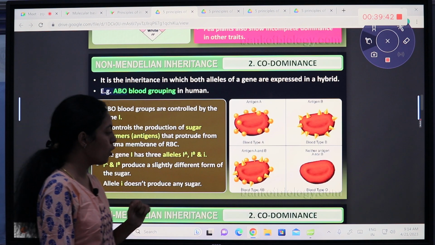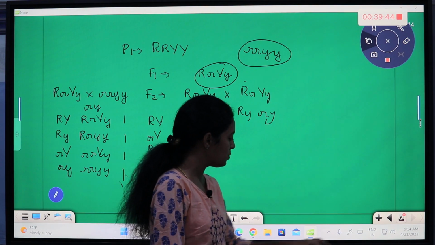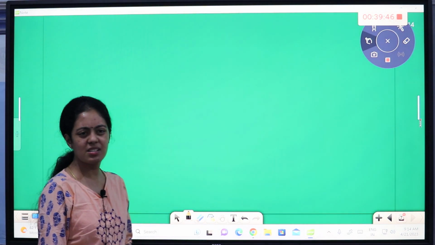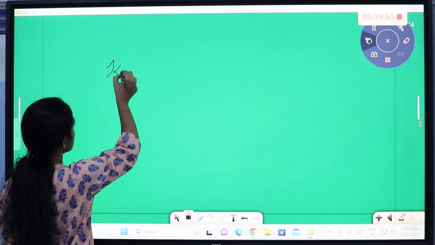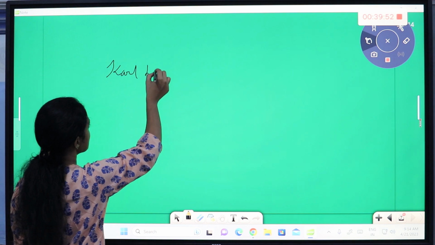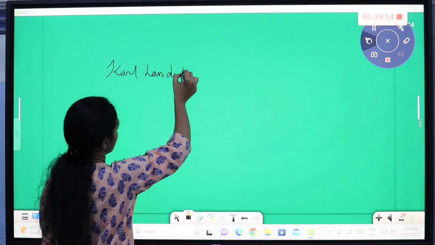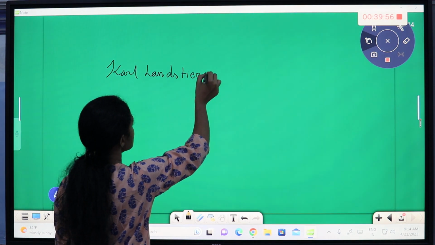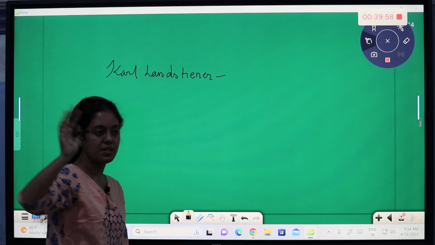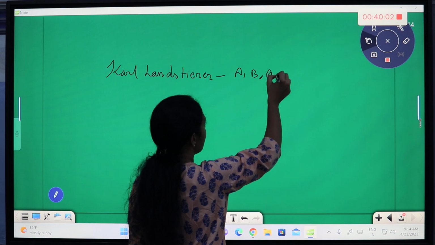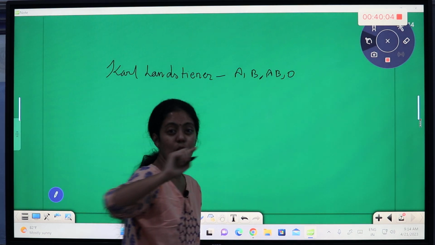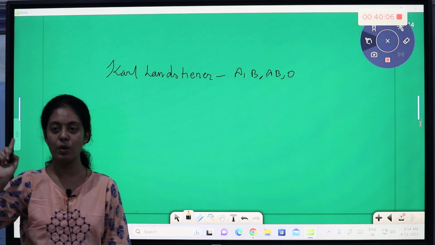Before doing codominance, I'll tell you about the blood groups. Blood groups and codominance go together. Who discovered blood group in man? It was a person called Karl Landsteiner. He discovered there are 4 blood groups in human beings: A, B, AB and O. This I have discussed also in your circulation chapter, if you guys remember.